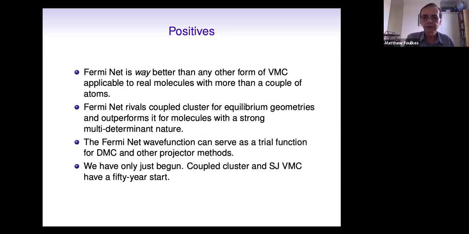It rivals coupled cluster for equilibrium geometries where coupled cluster is supposed to be good, outperforms it when there's a strong multi-determinant nature. The Fermi-Net wave function we build can act as a trial function for other diffusion Monte Carlo and other projector methods, which will gain us further accuracy. And we've only just begun. These other methods have a 50-year start on us. So I think it's an extremely exciting beginning.